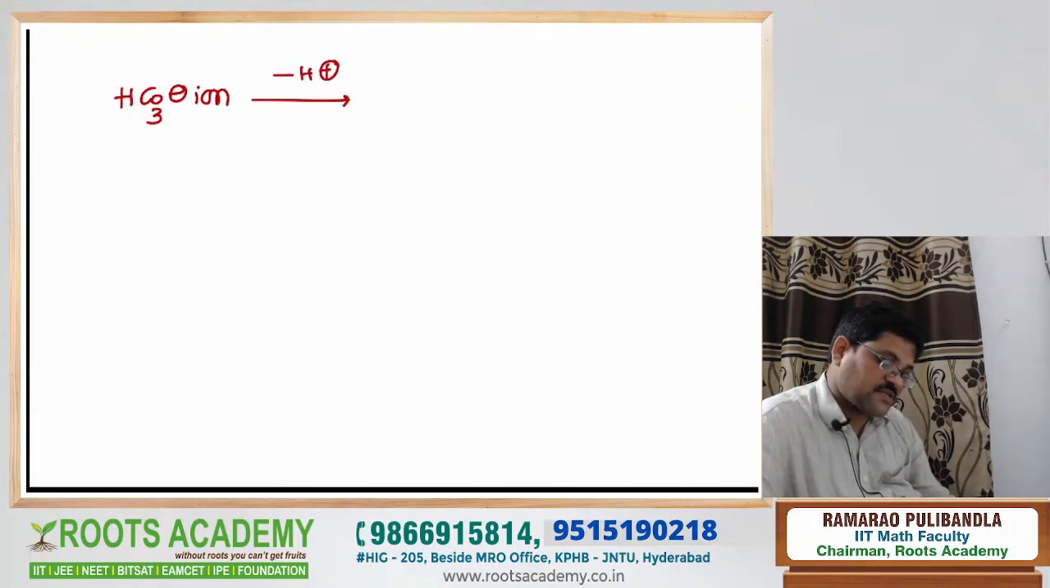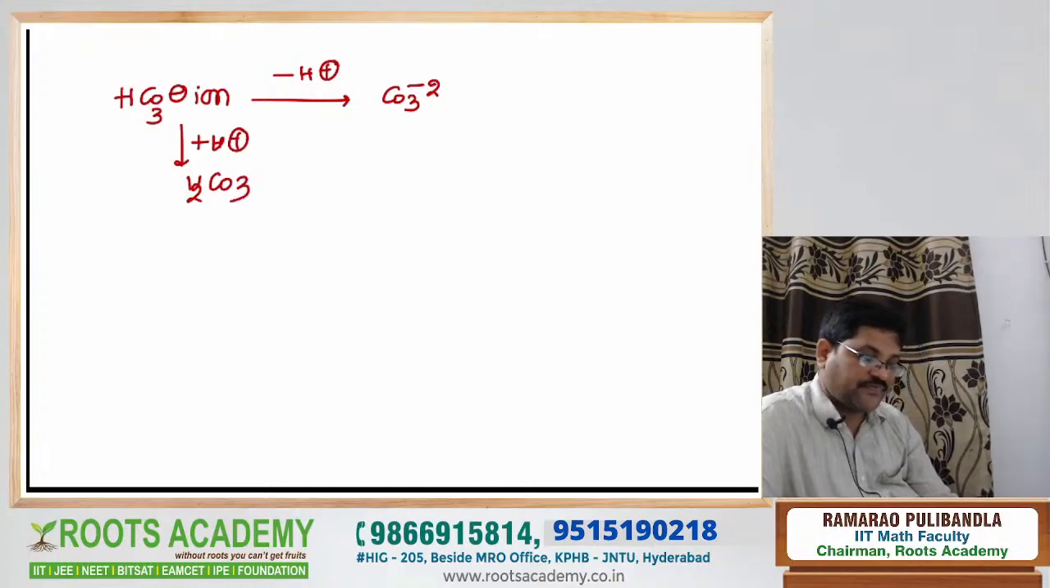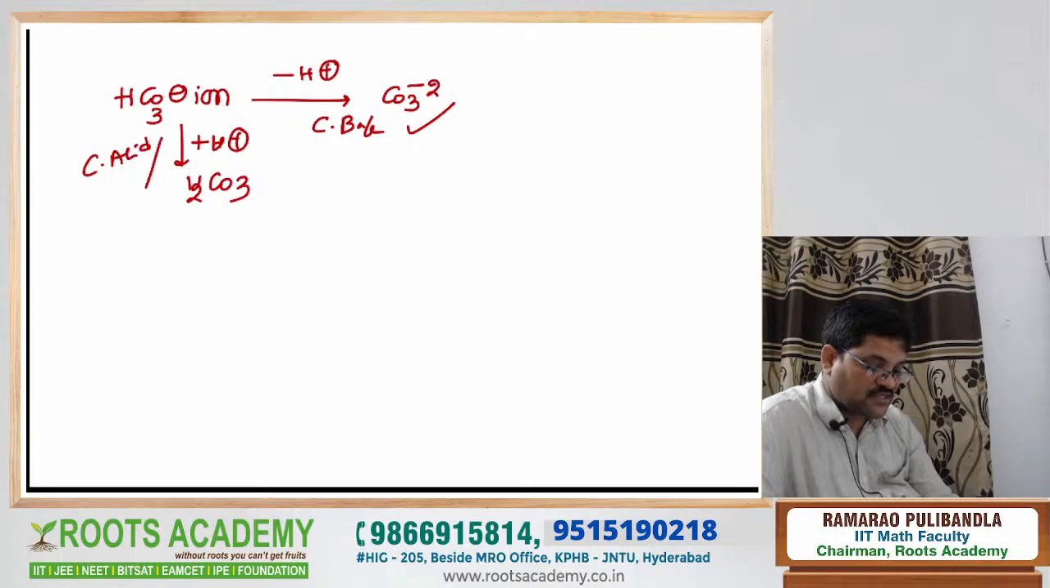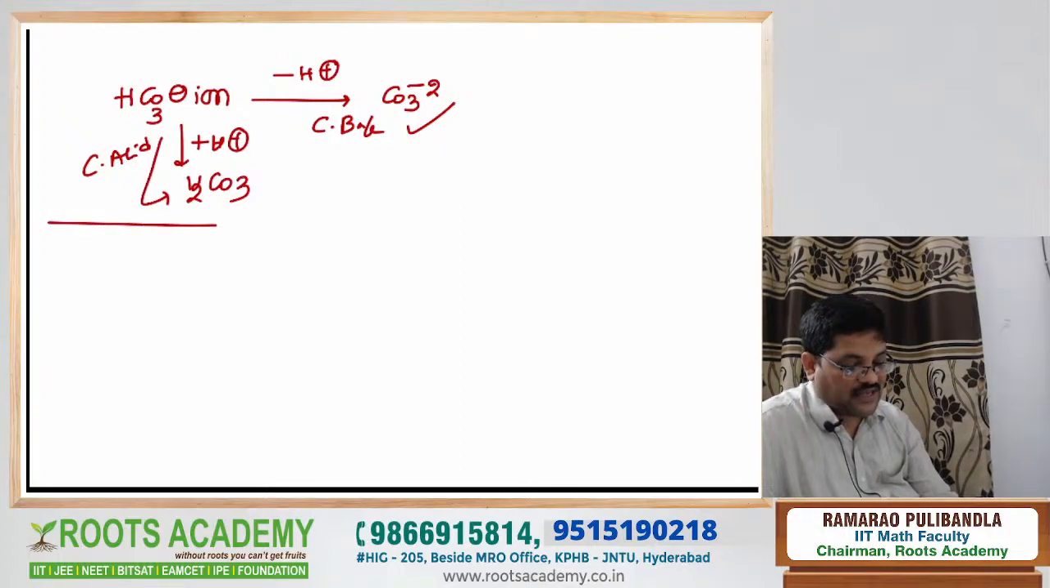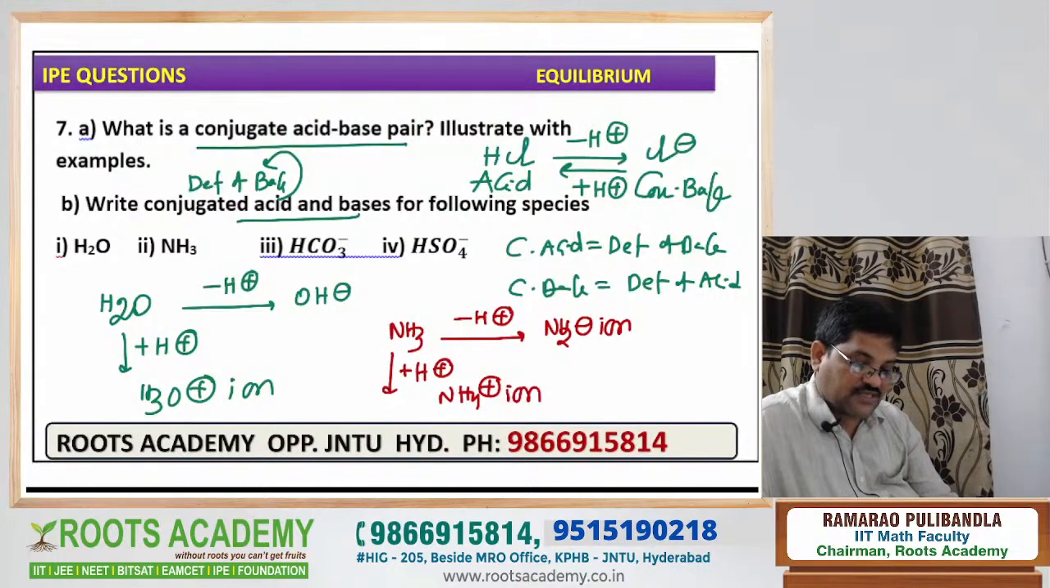Loss of H plus means what? Definition of acid. Yes or no? And you get CO3 minus 2. When H plus ion is accepted, you get H2CO3 like that. Loss of H plus ion is called acid, that is the conjugate base. The conjugate base of HCO3 minus is CO3 minus 2. Acceptance of H plus ion is called base, so the conjugate acid of HCO3 minus is H2CO3. Understood? Yes, yes.